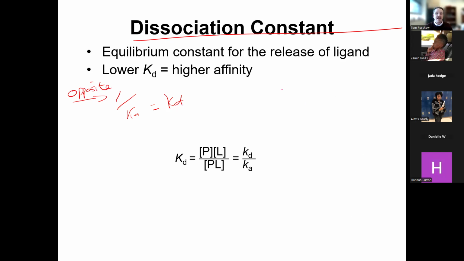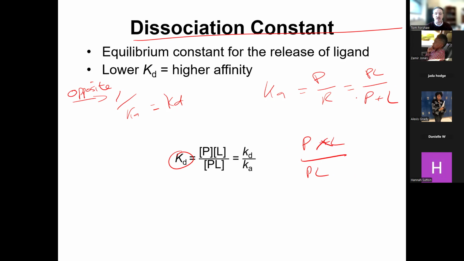And remember that Ka was product over reactants, which is PL over P times L, and it's the other way around for Kd: P times L over PL. It's not plus, rather, it's multiplied. That is going to equal Kd. So you just flip it the other way around, because that makes sense. They're just the opposites of each other.